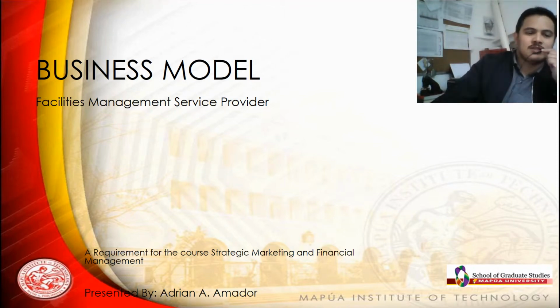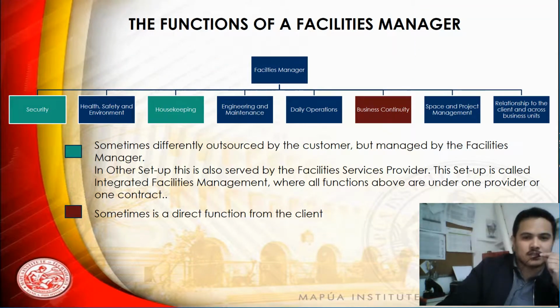I am to present the business model of a facilities management service provider. But before we proceed, let us first define the functions of a facilities manager. The functions of a facilities manager are as follows. First is security, next is health, safety and environment, housekeeping, engineering and maintenance, daily operations, business continuity, space and project management, and most important of all is the relationship to the client and across business units.